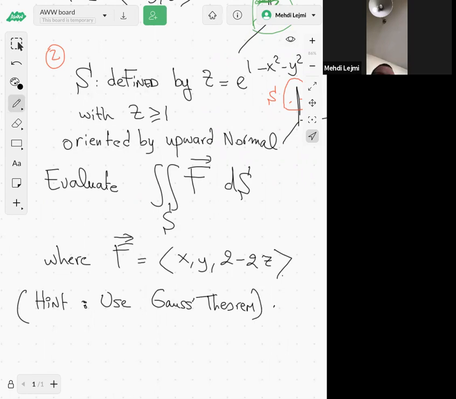As we did in example number 2, we tried to evaluate this vector surface integral, and it turns out to be kind of hard to evaluate. So we had to use Gauss theorem. The point here again is that the divergence of this vector field F is actually 0, right? The derivative with respect to x will be 1, so 1 plus 1 minus 2 would be 0. Okay, so that's the idea here.